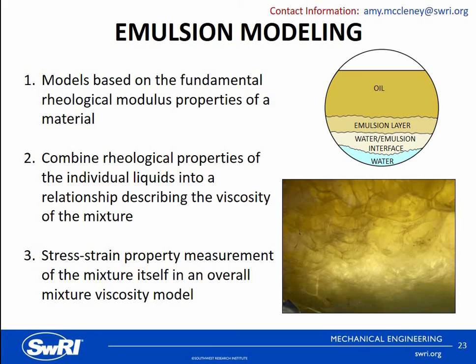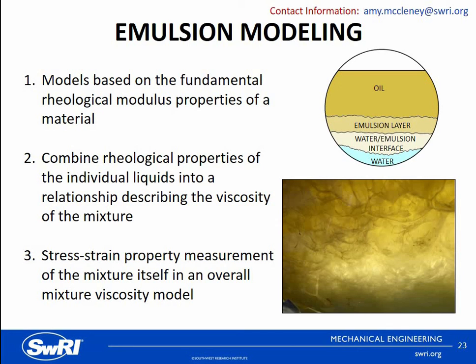Emulsion modeling can be broken down into 3 different high-level groups. There are models based on fundamental rheological modulus properties of the material. This group incorporates physics based on expressions for interactions between the continuous phase and the suspended phase. An example of this is the one we just looked at, the Inversion Rusche-Issa drag model. That falls into this first group.